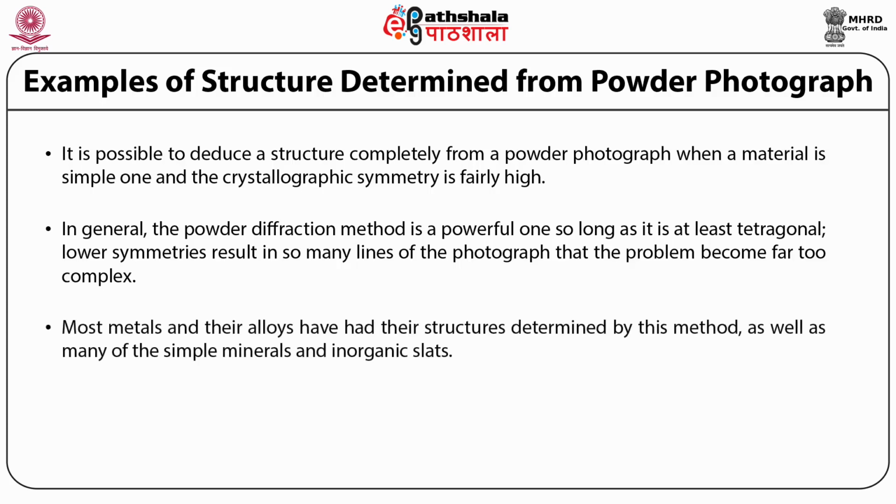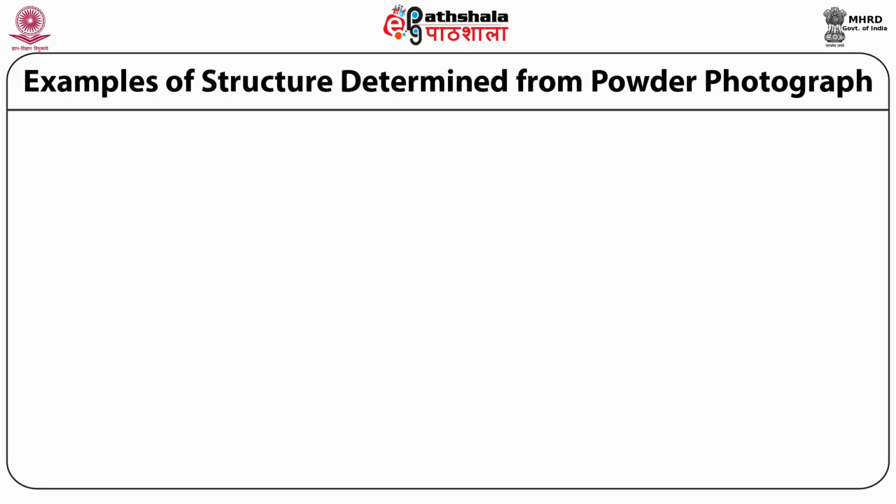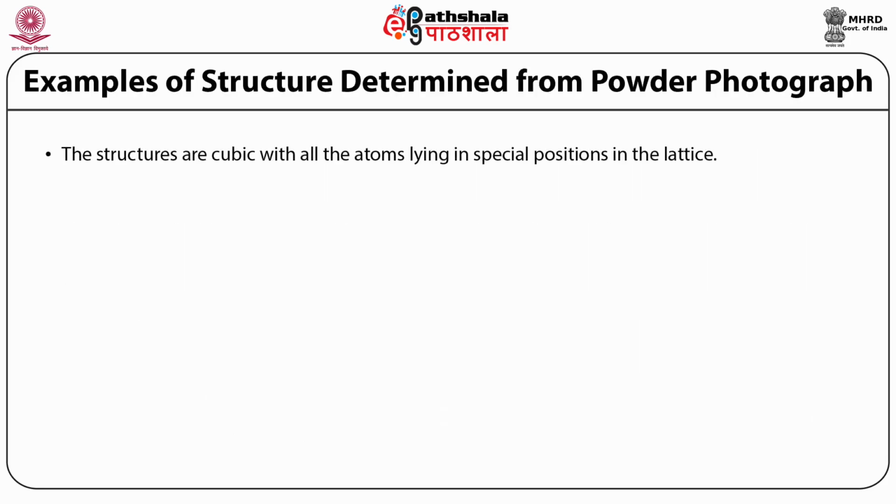Most metals and their alloys have had their structures determined by this method, as well as many of the simple minerals and inorganic salts. Amongst the first of the simplest structures to be worked out were sodium chloride and the other alkali halides. With copper radiation, the X-ray powder photographs comprise about a dozen lines. The structures are cubic with all the atoms lying in special positions in the lattice.